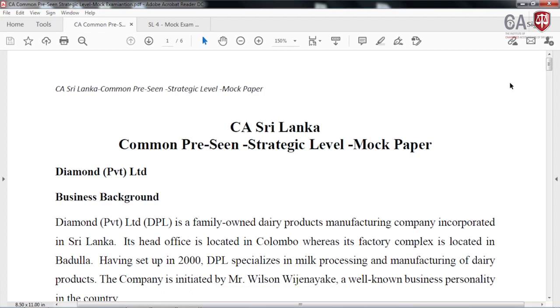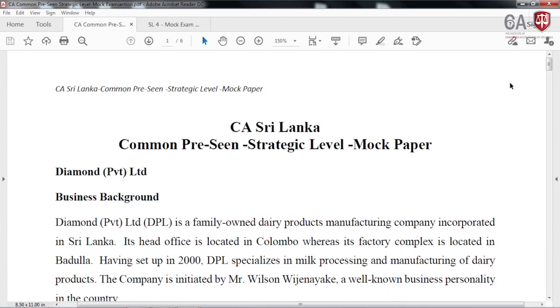Before going through the common pre-seen scenario, I would like to discuss some key information with you which is important for the exam. Many students think the strategic level SML paper is very difficult compared with the previous subject we had, business value creation, but that is not true.